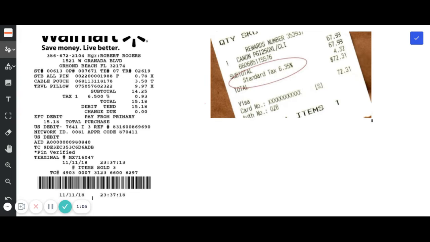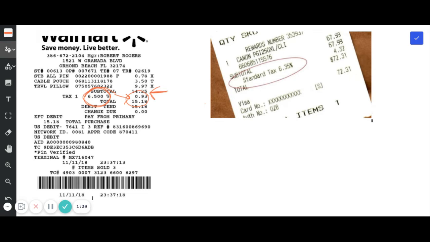I'm going to use this example right here, this Walmart receipt. Our subtotal here was $14.25. All the things that were bought here equaled up to $14.25 when we added them together. There's a sales tax of 6.5%. If you look right here, it says 6.500%. It equaled out in dollar amount to be 93 cents.